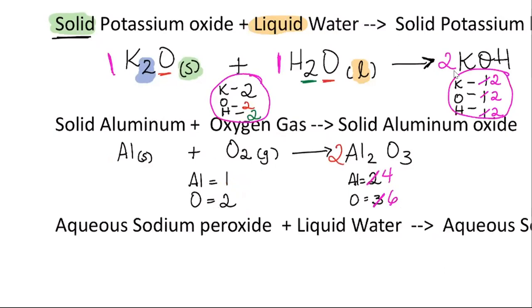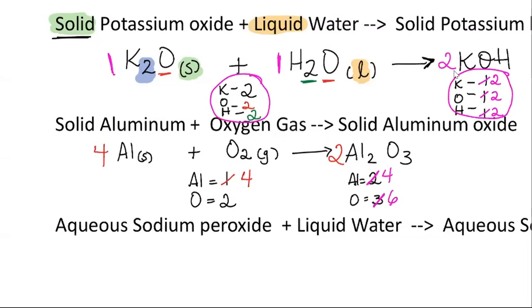But let's think about it now. By putting that 2 before aluminum oxide, I can just go back to the reactant and say, well, if I want to match the aluminums, all I have to do is put a 4 in front of the aluminum. Now I have 4 aluminums. If I want to match the oxygens, well, since I only have 2 and I need to get to 6, oh, 2 times 3, that equals 6.